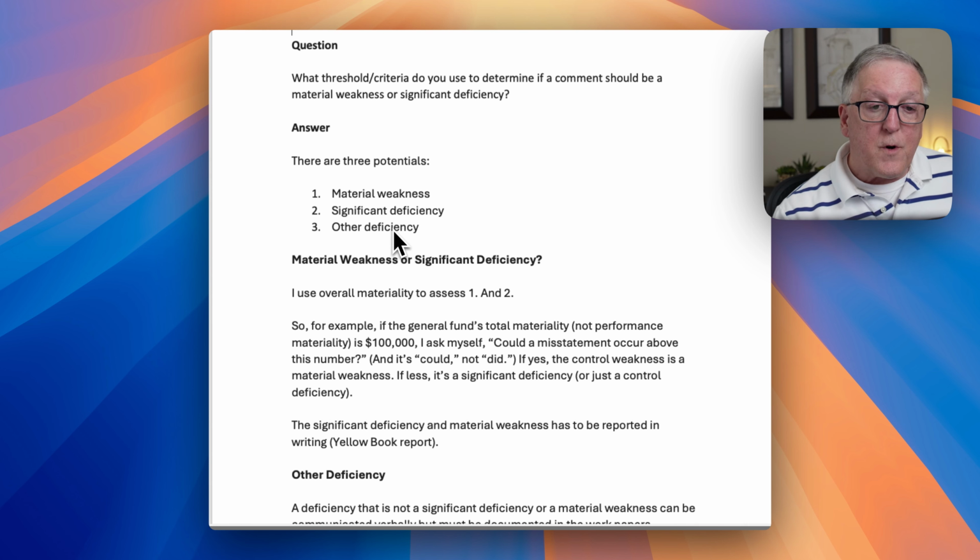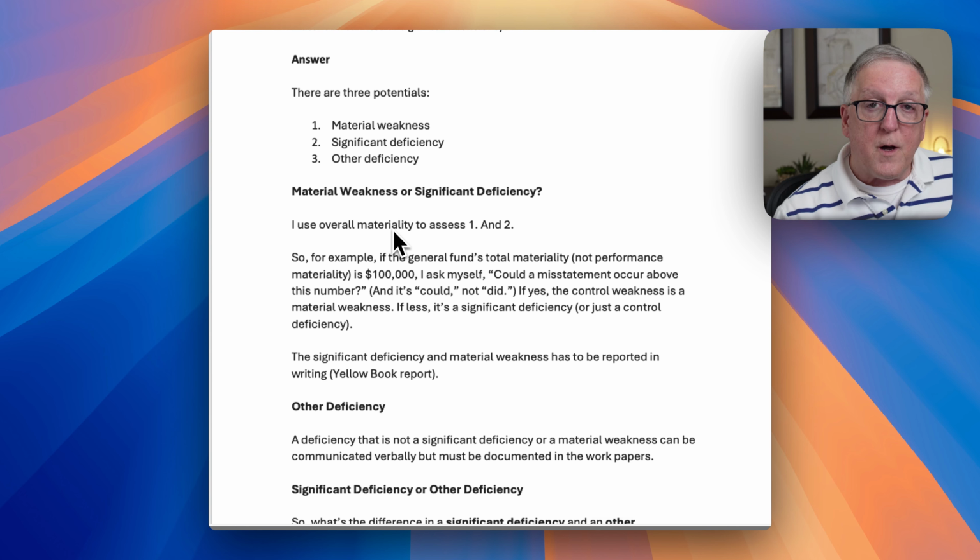So the first thing we're going to do is determine whether or not the internal control weakness is number one or number two. And the way I do that is I ask myself, could a misstatement occur that is greater than materiality? If the answer to that question is yes, then I have a material weakness. If the answer is no, then it's either going to be number two or number three. In other words, a significant deficiency or an other deficiency.